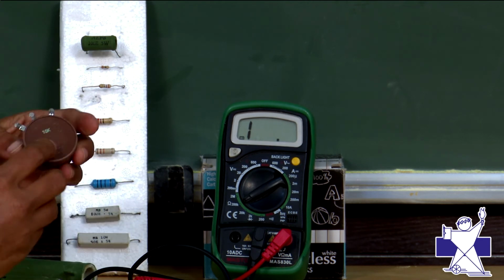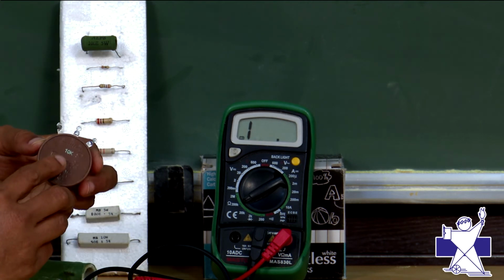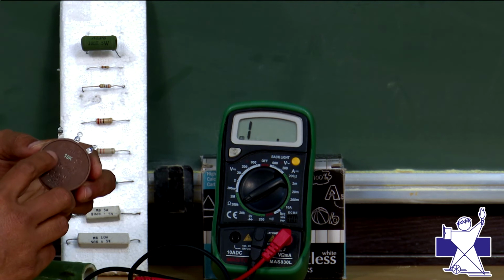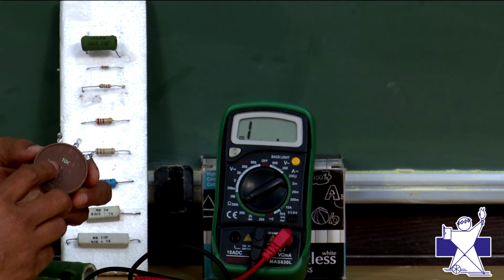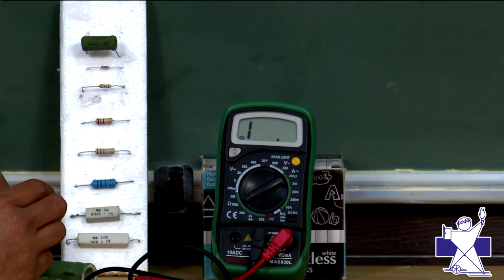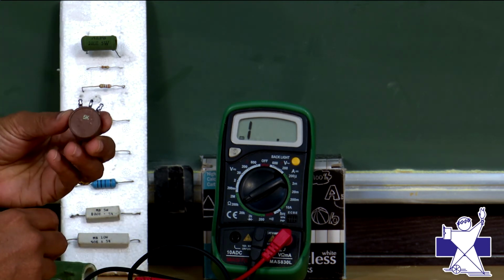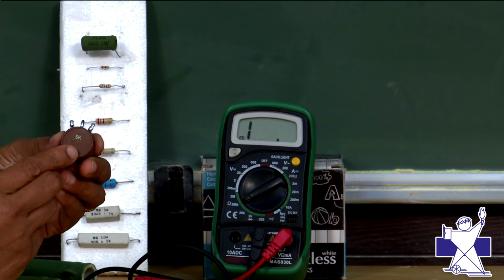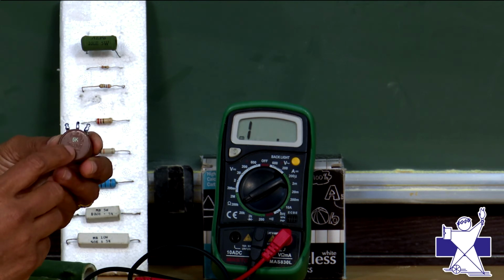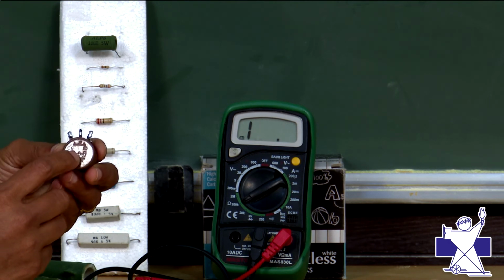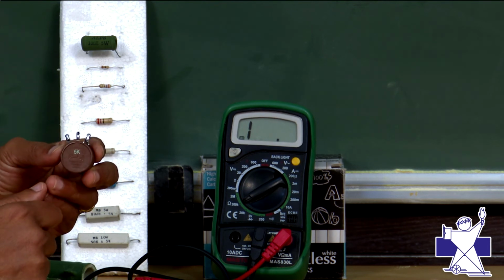Here it is written as 10K. So it is a 10K pot. That means you can get maximum resistance up to 10 kilo ohms. You have one more variable pot. See, this is a small one. It is 5K written. So the maximum resistance you can get is 5 kilo ohms.